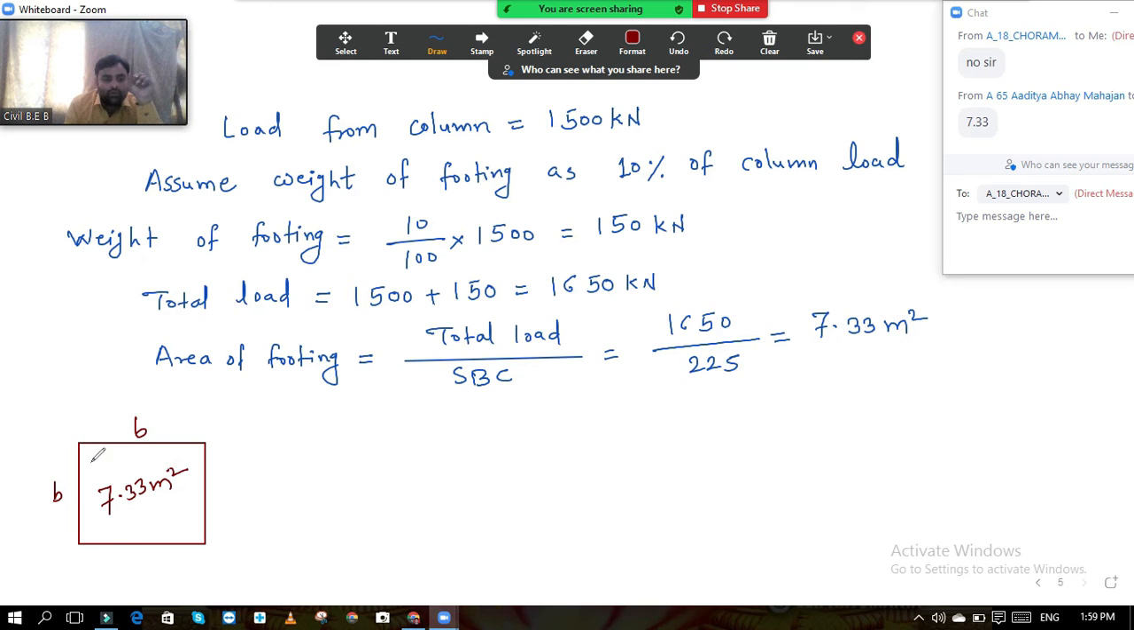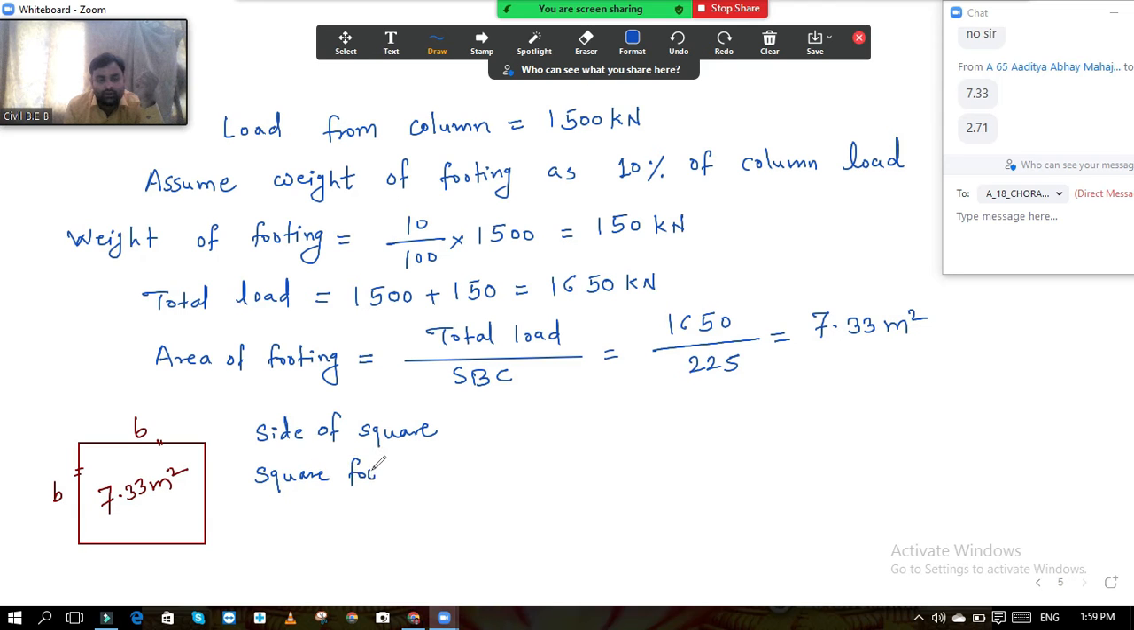Now I want to find out one of the sides. One of the sides, how do we know that? B into B, or B square is equal to this much. So we can find out one of the sides of this square footing. So here the same logic we are going to use. So the side of square footing is equal to under root 7.33.